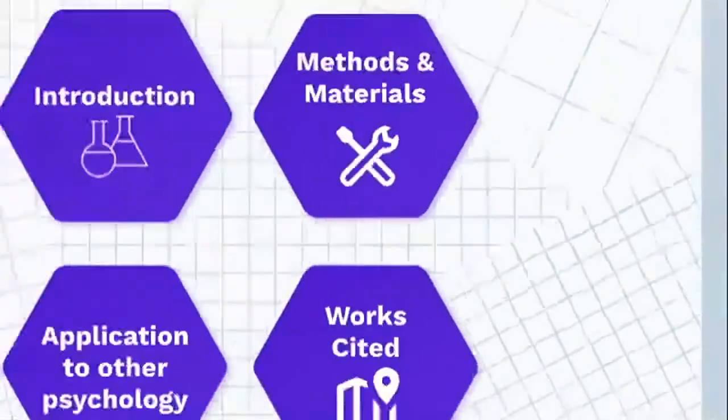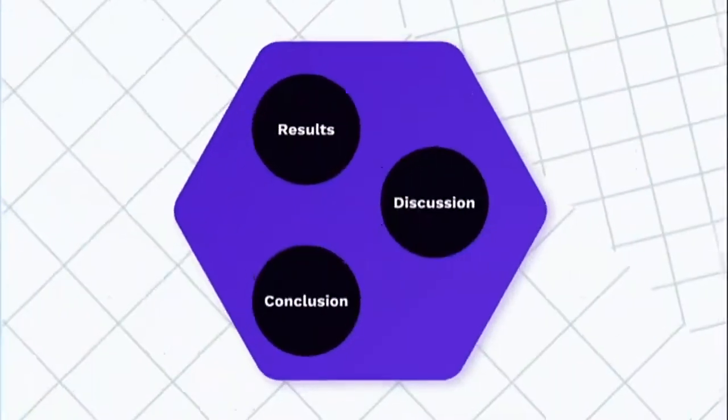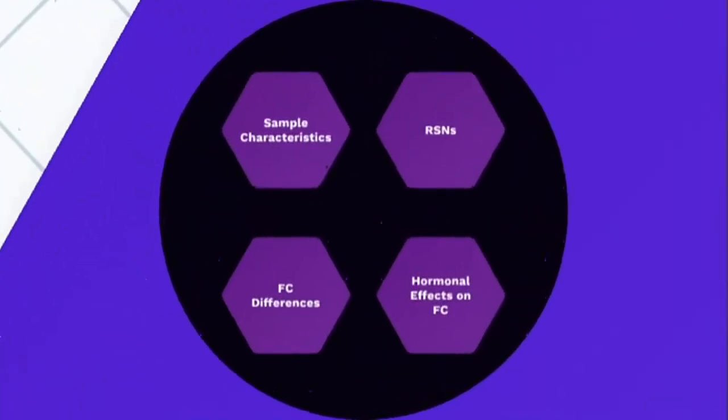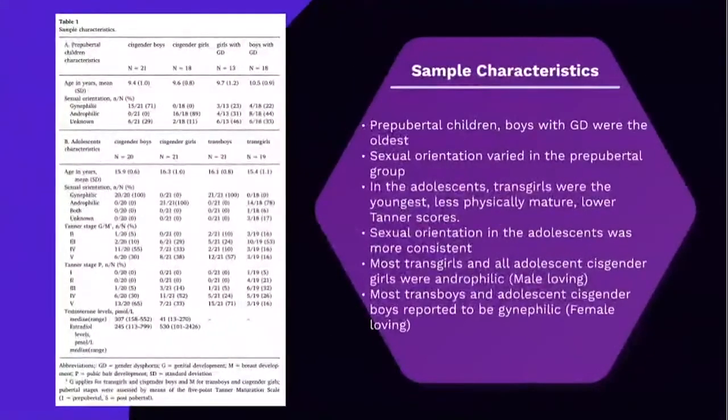We have now reached the results and discussion. Going into the results and sample characteristics. Reported sexual orientation varied in the prepubertal group. In contrast to the prepubertal children, sexual orientation in the adolescents was more consistent. Most trans girls and all adolescent cisgender girls were androphilic. All trans boys and adolescent cisgender boys reported to be gynophilic.